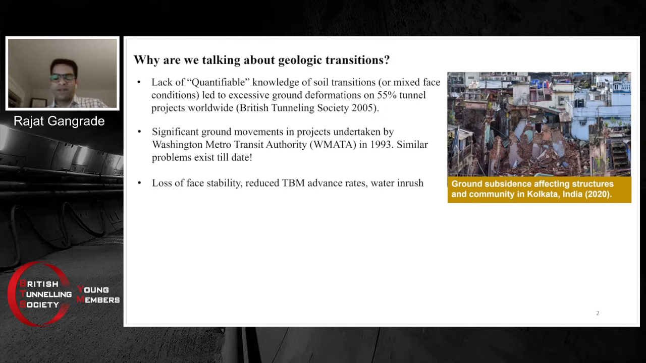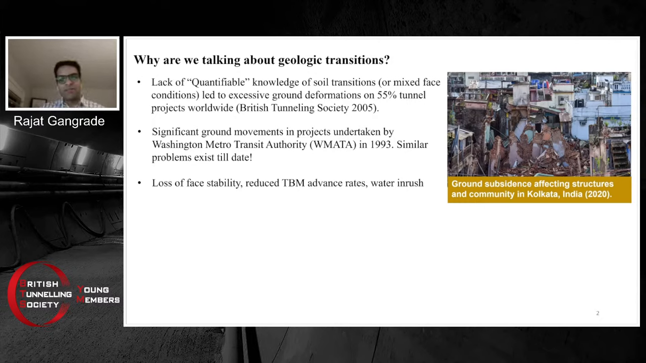Worldwide, there have been significant ground movements. Washington Metro Transit Authority did tunnels in soft ground in 1993 and experienced significant ground movements because of mixed phase conditions, or a lack of quantifiable knowledge of the transitions. A similar problem occurred in Kolkata in 2020. Ground subsidence. Actually, in this case, the TBM hit a water aquifer, but before they hit it, they were unable to identify the transition between the two major geologic units.